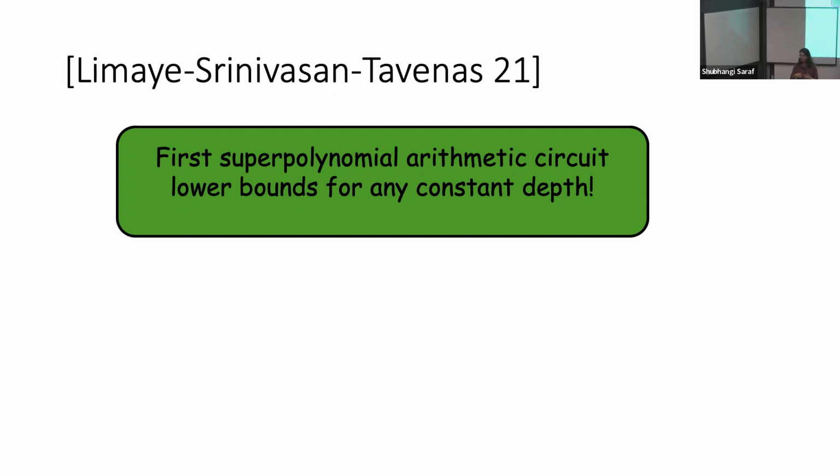And for all depths, right? For depth 4, we knew n to the 1 plus epsilon. Basically, for any constant depth, we knew n to the 1 plus epsilon, where epsilon was some small constant depending on d. And now it's super polynomial, in n variate degree, and you know, super polynomial.